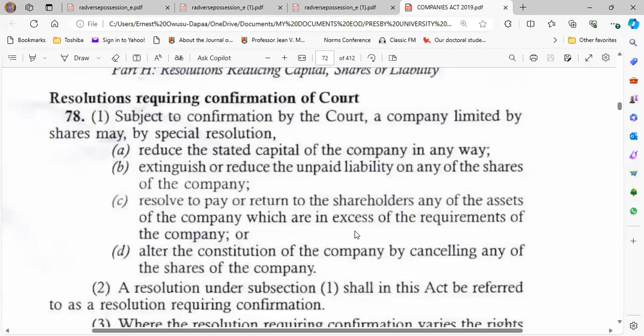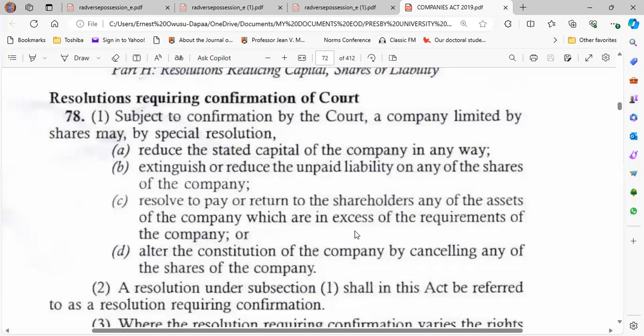Now let us look at the things in respect of which you can have a special resolution. So 78(1)(a), to reduce the stated capital of the company in any way. So if you want to reduce the stated capital of the company, you need to do a special resolution and then you go to court.